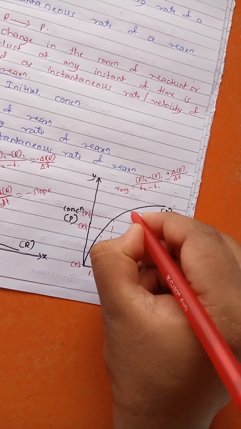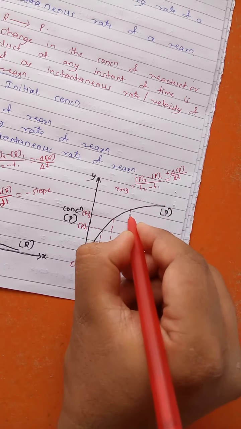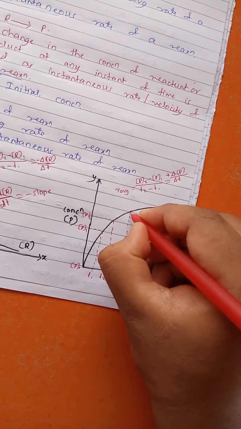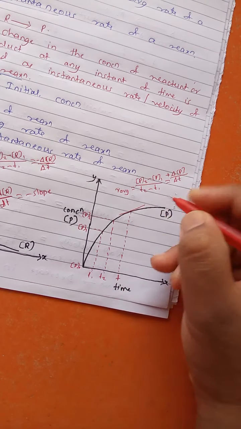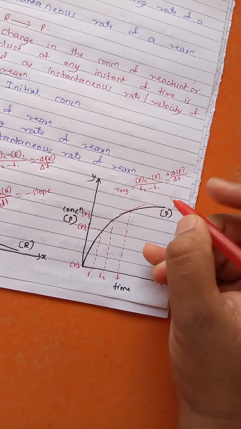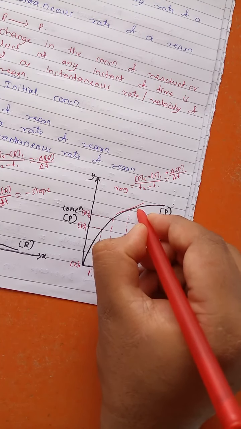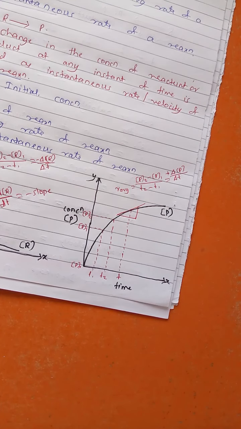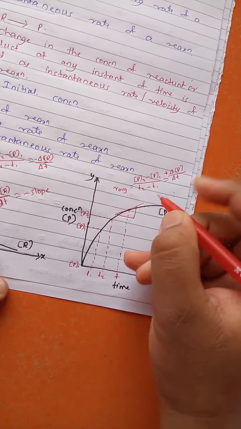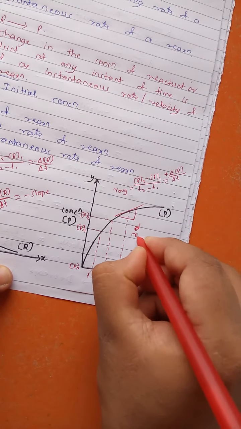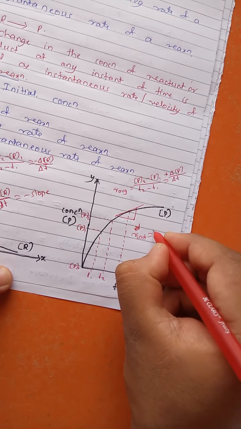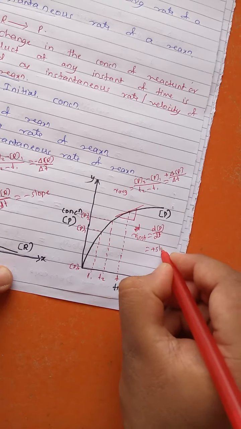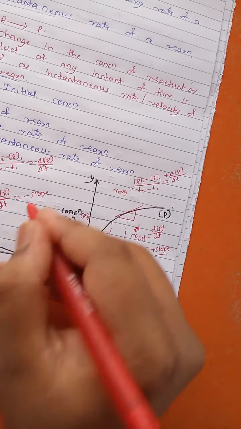Similarly, for this term, at this time interval, this can be taken as a time T. Next, at this point we can draw a tangent. For this tangent we can draw a slope, then calculate the slope value or the instantaneous rate of a reaction, that is d of P divided by dt, which is equal to the positive slope. Here positive slope, here negative slope.